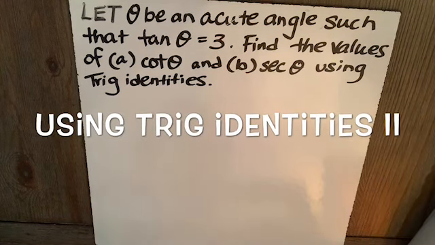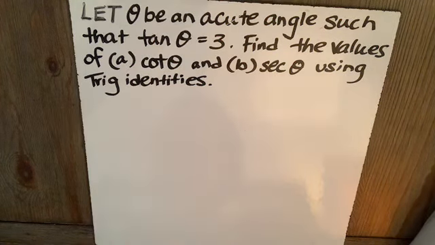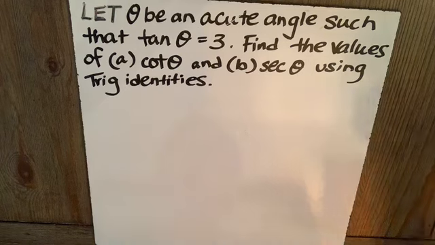Here's our next task. The problem says, let theta be an acute angle such that tangent of theta equals 3. Find the values of, first, cotangent theta, and then secant theta using the identities. Well, there's several ways to do this problem.